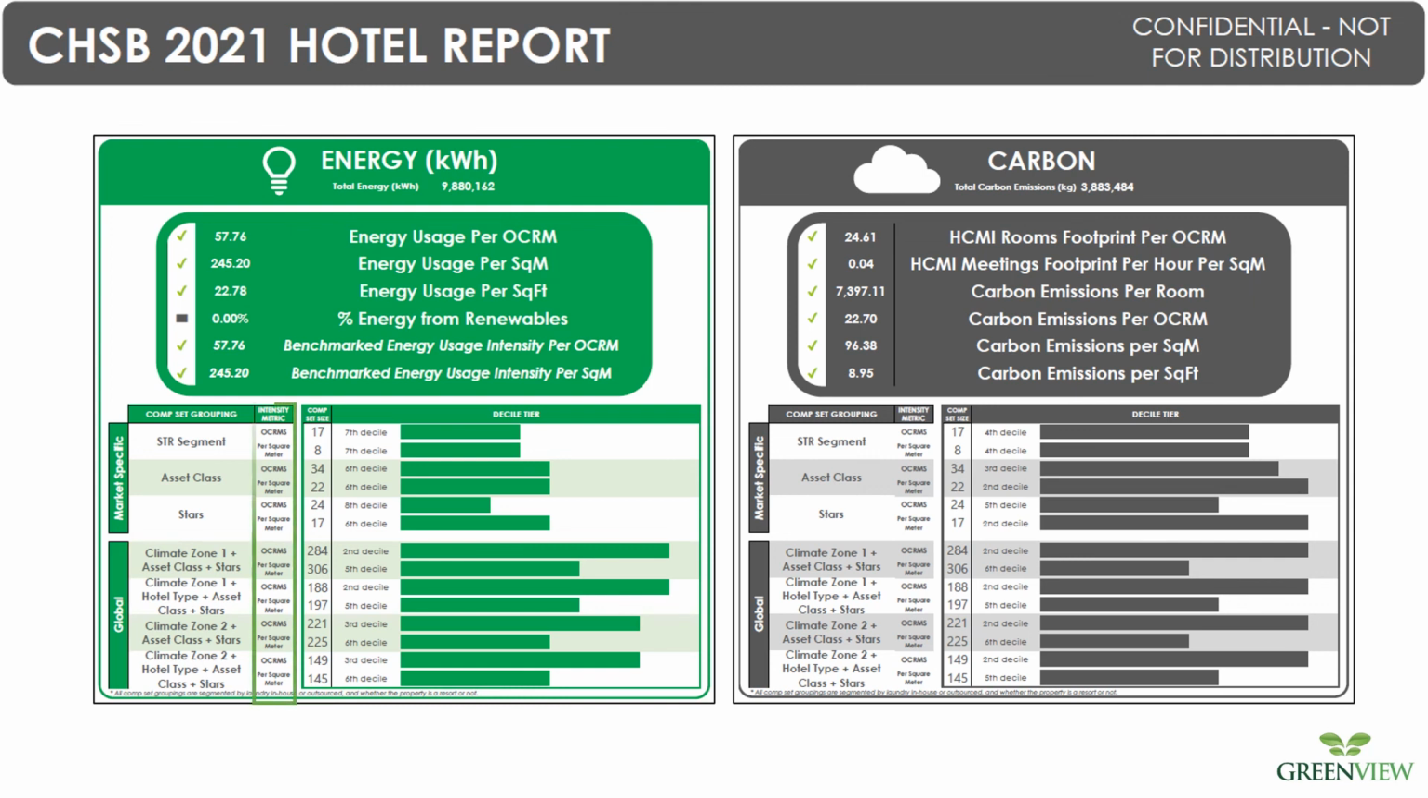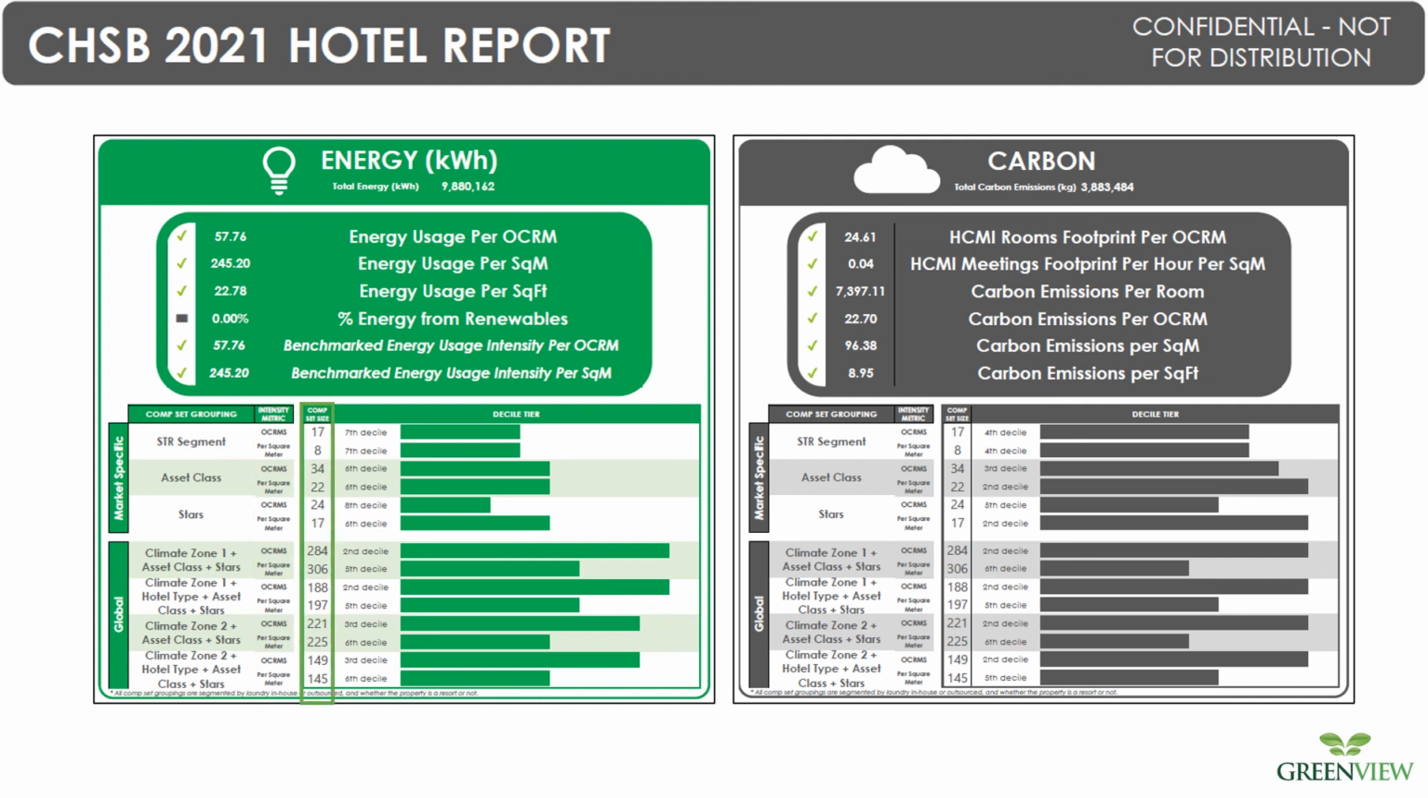Then we have two types of intensity metrics. The first is the per occupied room, which is the total amount of energy, carbon or water for the calendar year of 2019 divided by the total number of occupied rooms for the same calendar year. The second metric is per square meter, which then takes the same total amount of energy, carbon or water, divided by the square meters or square feet of the property for the year.